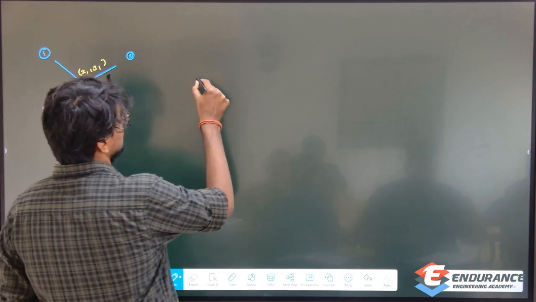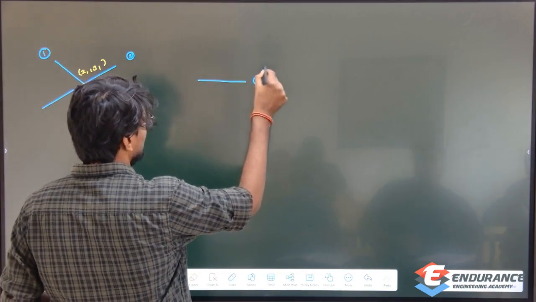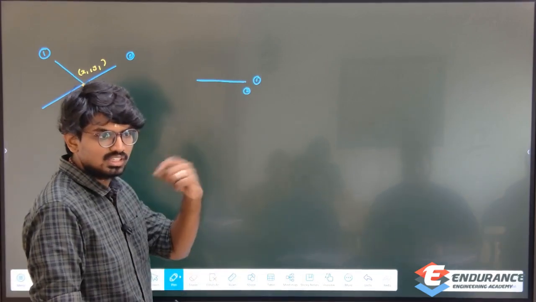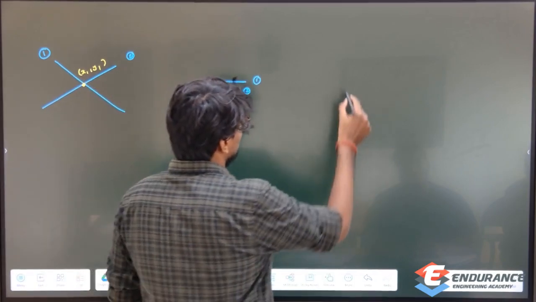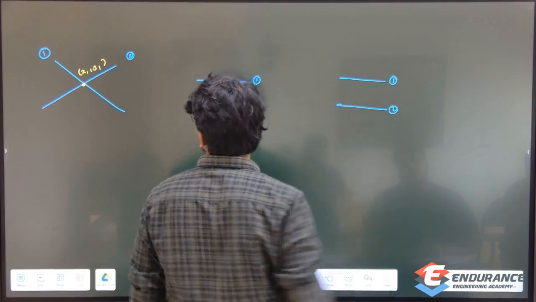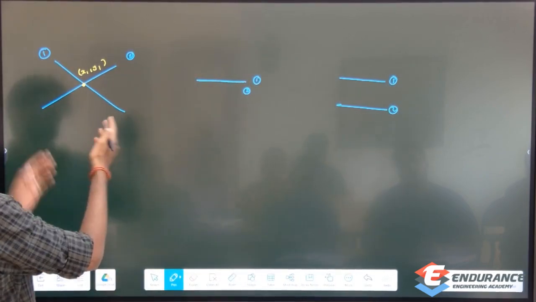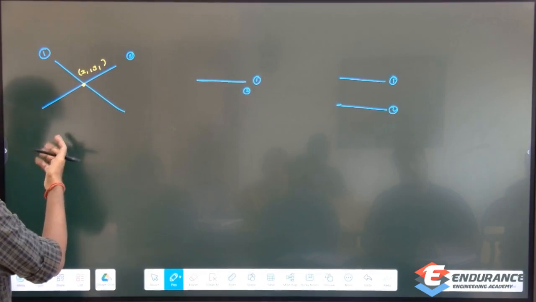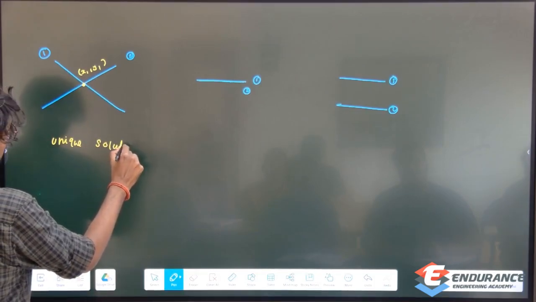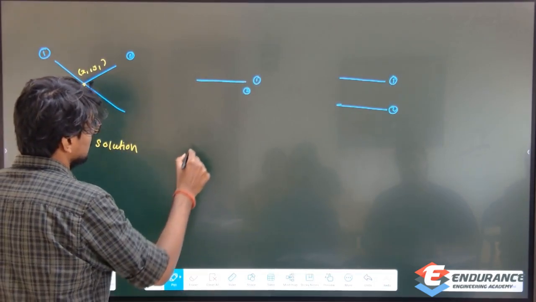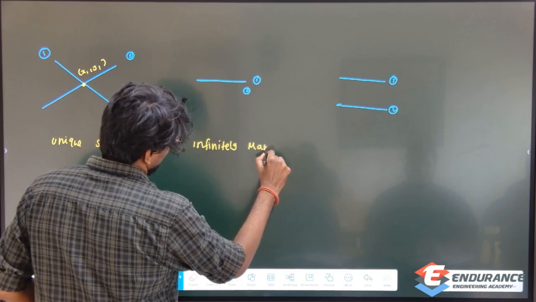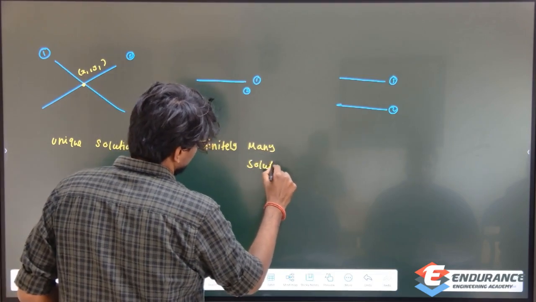So this is one type of solution, a unique solution, since I have only one solution. For example, if I have a straight line 1 like this, and another straight line 2 which is exactly coinciding with it, both are coinciding, then there are infinitely many solutions. And if I have straight line 1 like this and another straight line like this, they are parallel. What about that one? It doesn't have any solution.